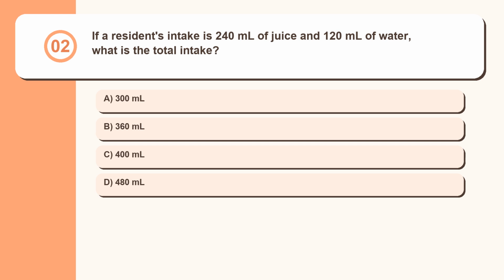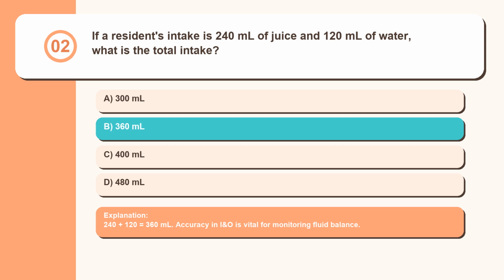Question 2. If a resident's intake is 240 ml of juice and 120 ml of water, what is the total intake? 300 ml, 360 ml, 400 ml, 480 ml. 240 plus 120 equals 360 ml. Accuracy in I&O is vital for monitoring fluid balance.